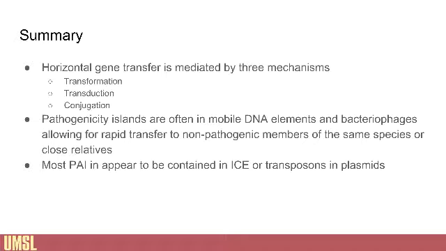Hemorrhagic E. coli diverged from its commensal E. coli ancestor about 4.5 to 5 million years ago. And so, is there anything interesting that happened 5 million years ago?